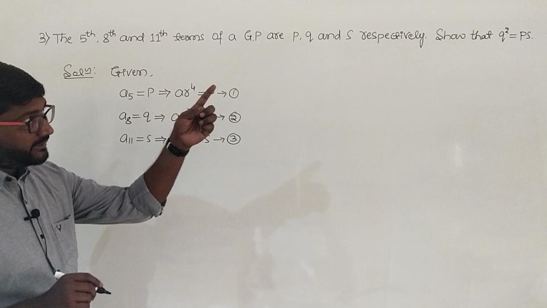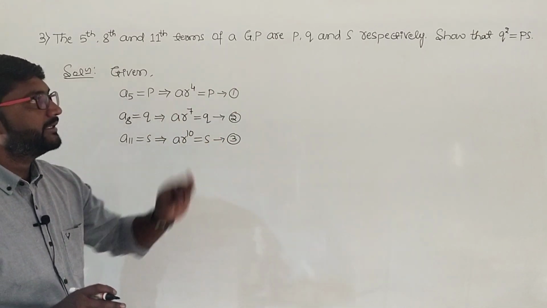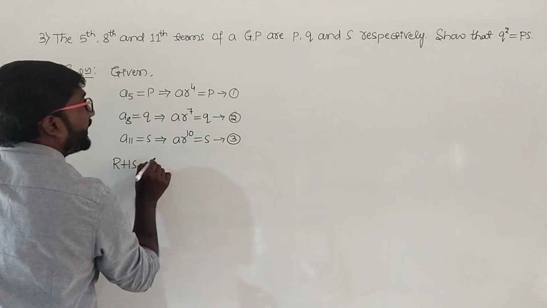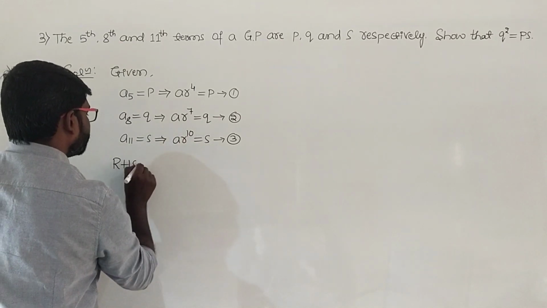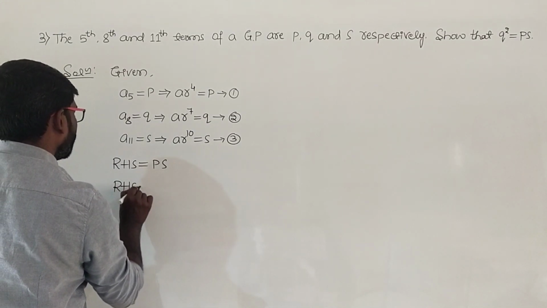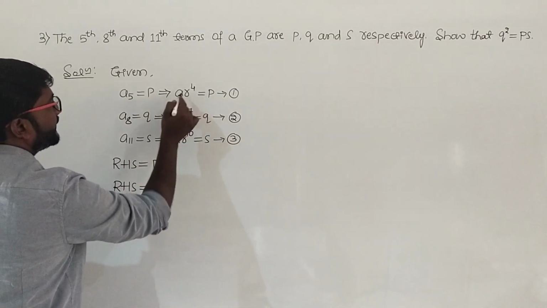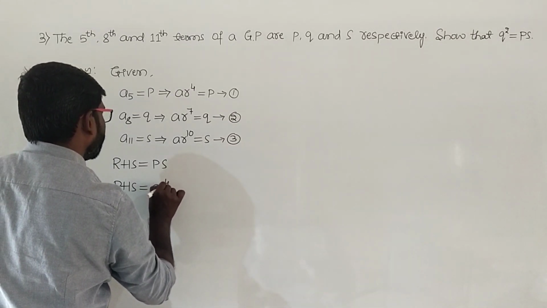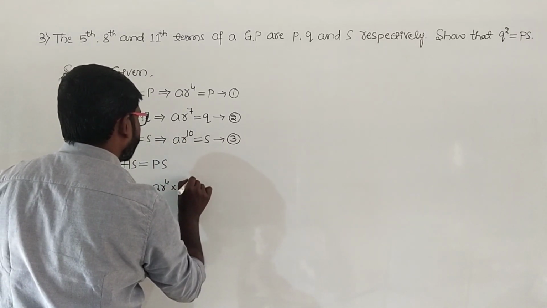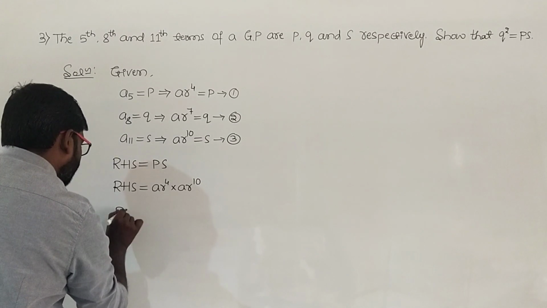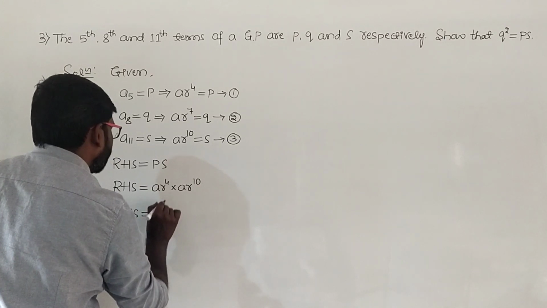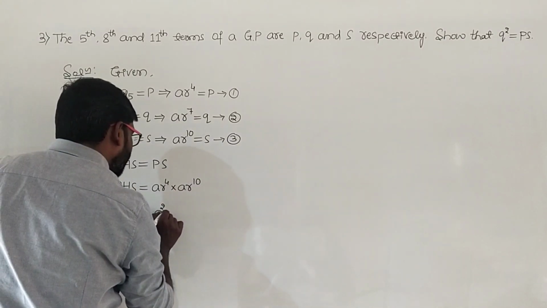So now I will take up the right hand side and at the end we will get the left hand side. So here RHS is equal to PS. What is P here? P is nothing but A into r raised to 4, then into S, which is nothing but A into r raised to 10. So now right hand side is equal to A into A will be A square, and then r raised to 4 into r raised to 10 will be r to the power 14.